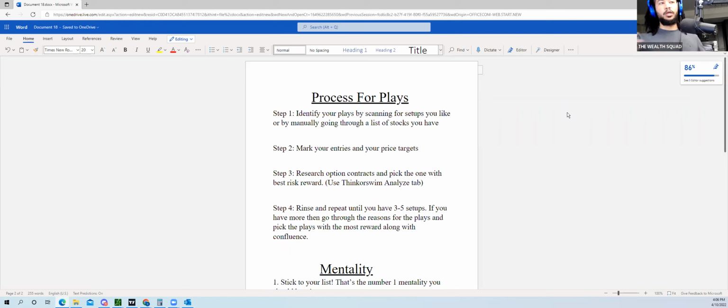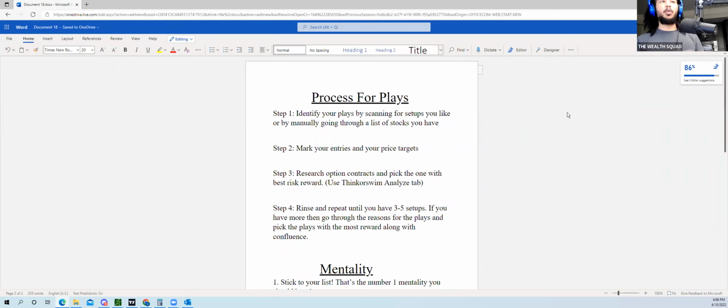But you need to, one, identify your plays, right? So you need to scan or come up with a process for how you scan. You need to actually figure out what criteria you like to look for in plays. If you're Strat based, then you would just look for inside candles, bullish two downs, bearish two ups, outside candles, things of that nature, whenever you scan for plays.